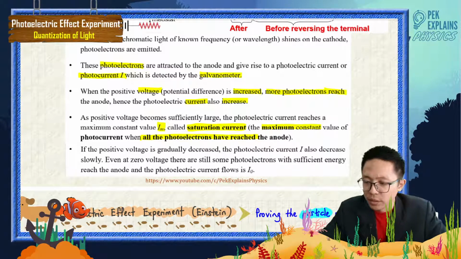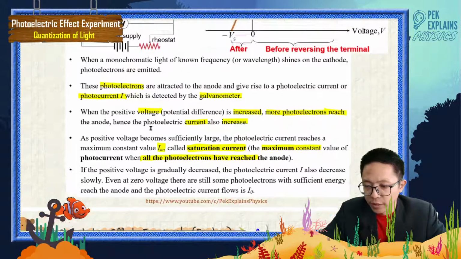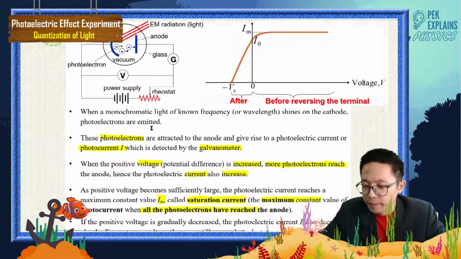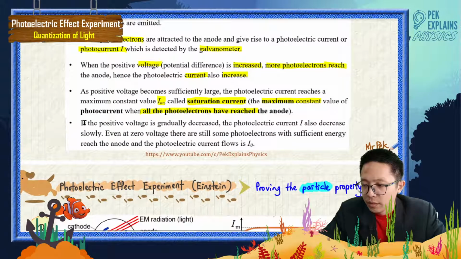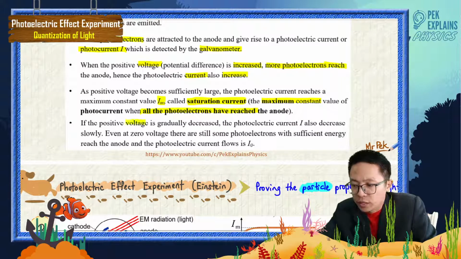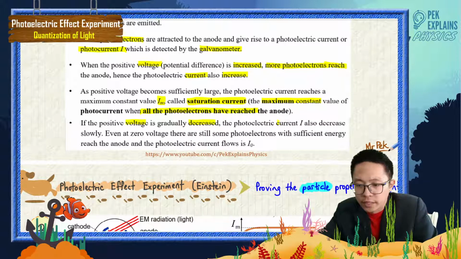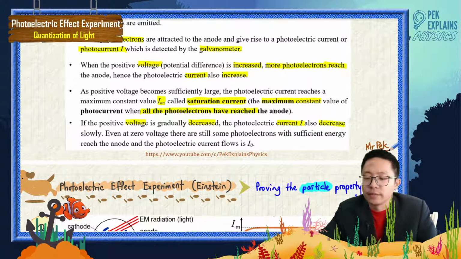Okay, let's continue our discussion on the photoelectric effect experiment. If the positive voltage is gradually decreased, the photocurrent will also decrease slowly. He says that if the voltage decreases, the current will also decrease.